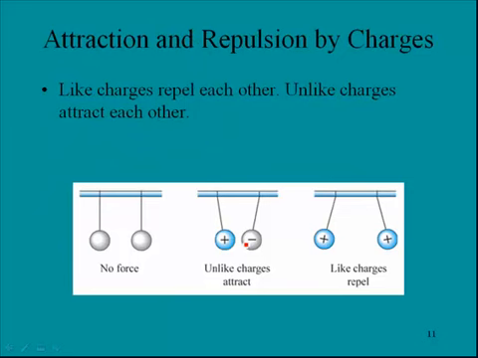And okay, attraction and repulsion by charges. Like charges repel each other, unlike charges attract each other. And we've been talking about that in terms of atoms. Here you have no charge. Two unlike charges are going to attract, and 2 like charges are going to repel. This is kind of like if you had 2 magnets with a north and a north pole here. They are going to repel each other. And if you had a north and a south, they're going to be attracted to each other.